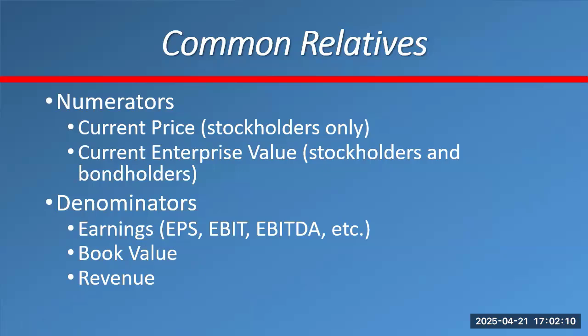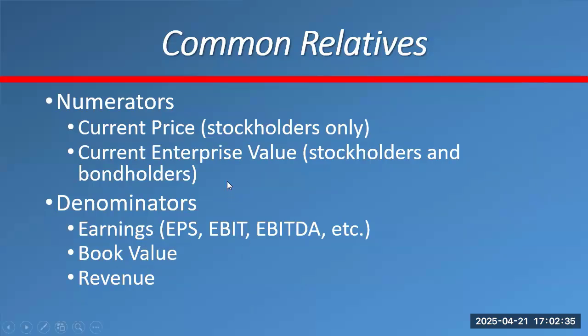Is that stockholders or stockholders and debt holders? When you subtract liabilities, what are you subtracting? The debt holders. So what do you use? Is it price to book or enterprise value to book? It's going to be price to book because there's no debt holders in there. All right. Revenue. Is revenue before interest expense or after interest expense? Before. So what do you use?